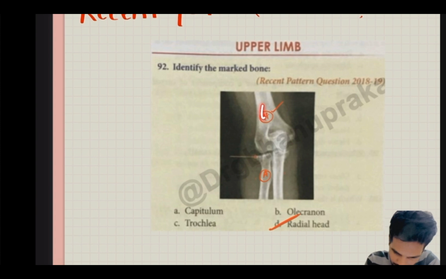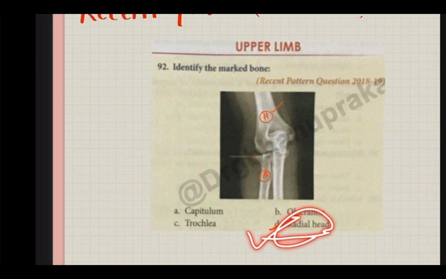So this is the humerus, this is the radius, and this is the ulna. Basically, this is the proximal part of the radius, which is called the head. So radial head is the correct answer.